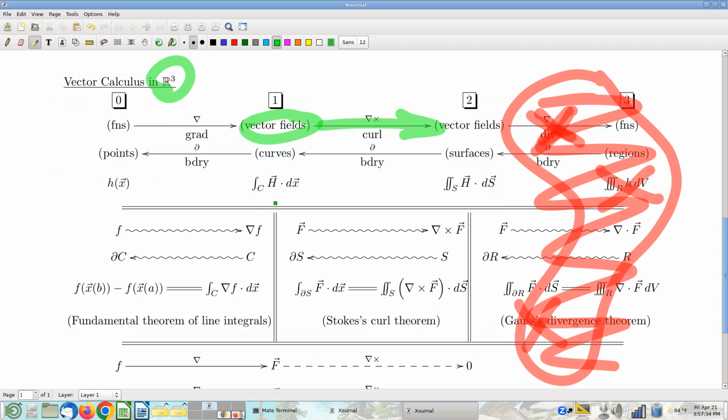I computed my curl. I got 0. We know that means that there is an antigradient. And that means that the fundamental theorem of line integrals is on the table. That could work. That's an option. There is an antigradient that I can use, so we have a way forward on this question.